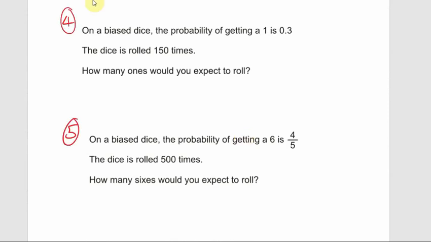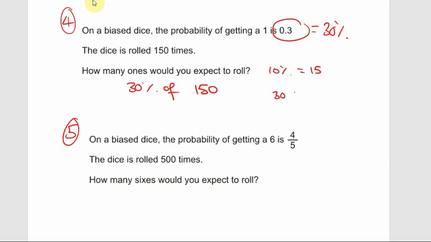On a biased dice, the probability of getting a 1 is 0.3. The dice is rolled 150 times. How many 1s would you expect to roll? So 0.3, well, that means 30%, doesn't it? That's a 30% chance of getting a 1. So I need to find 30% of 150. Well, 10% equals 15. So 30% equals 45 because we're timesing by 3. So we would expect it to be 45 times, because that's 30% of the times of rolling it.